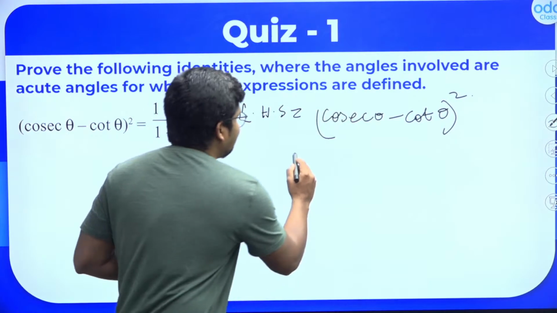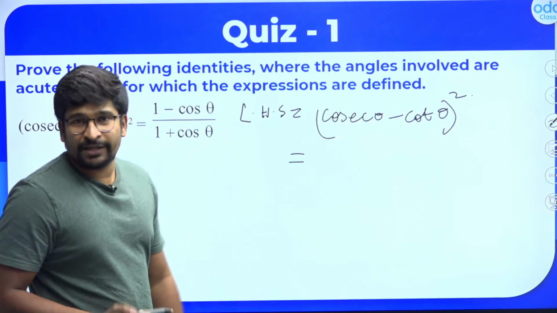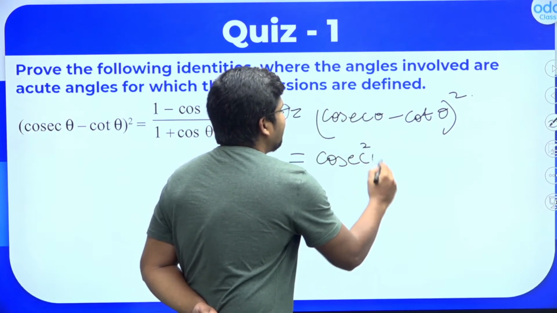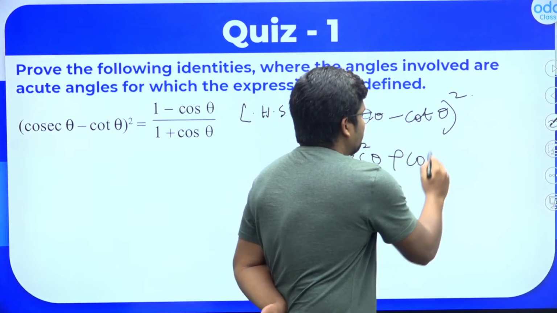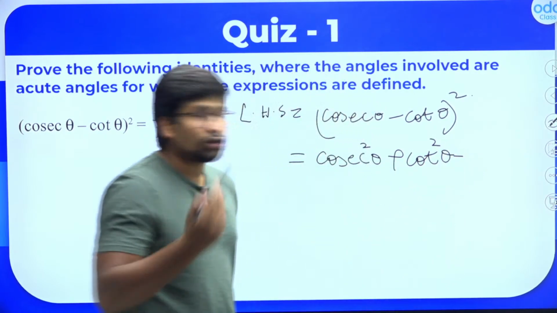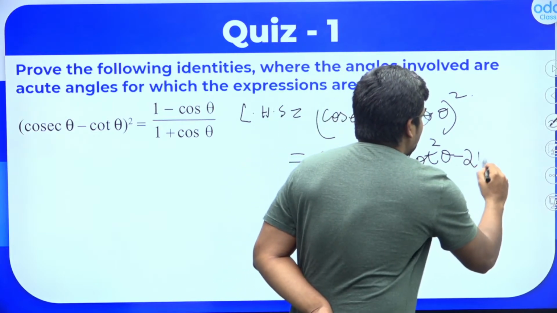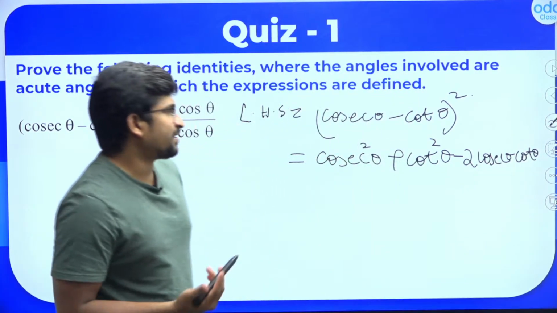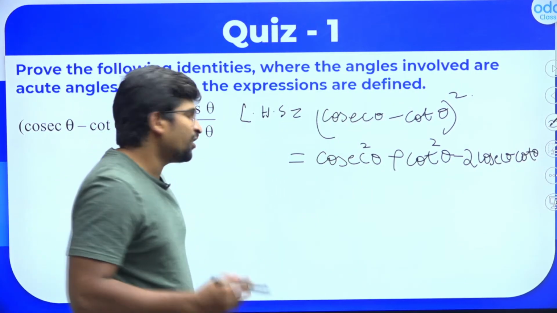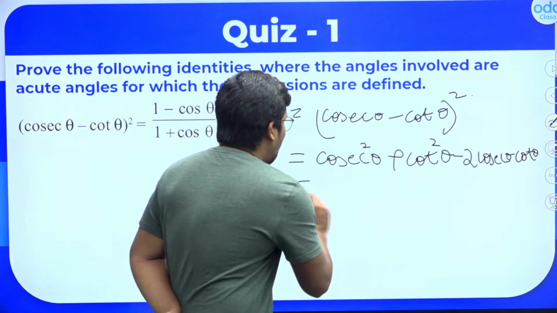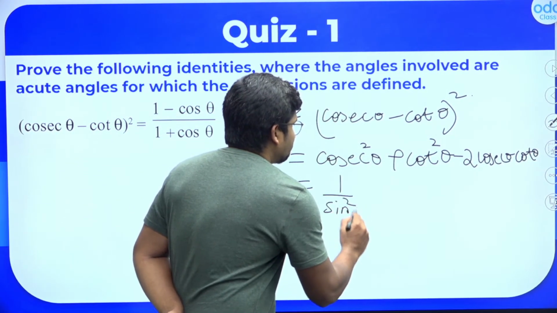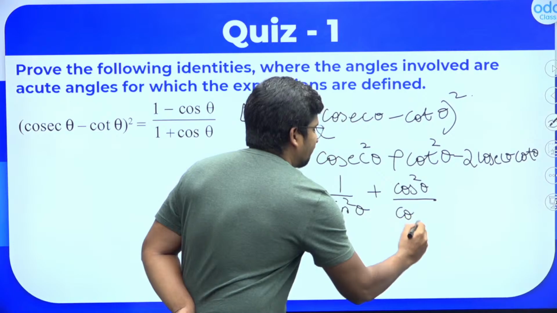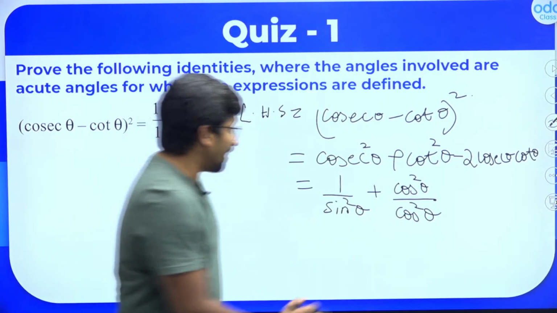So let's do one thing. Let's square that, applying (a minus b) whole square. It is a square, which is cosec square theta, plus b square, which is cot square theta, minus 2 times cosec theta cot theta, right? Correct? You will get like this. Just I apply the (a minus b) whole square formula. You know that cosec square theta is 1 by sine square theta, plus cot square theta is cos square theta by sine square theta, because cot theta is cos divided by sine.